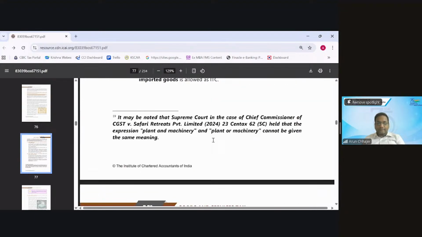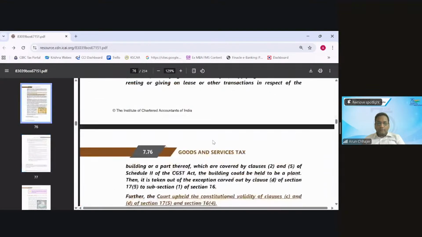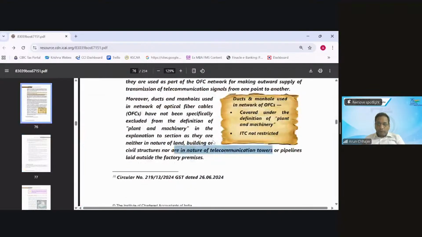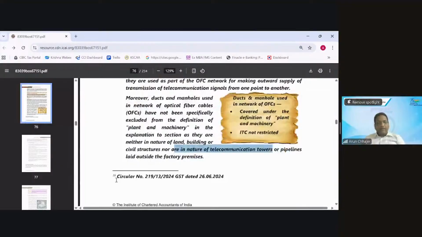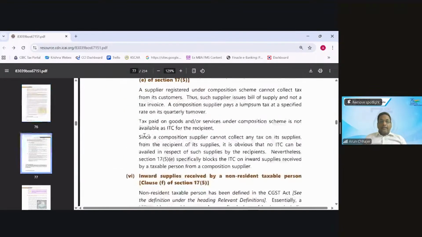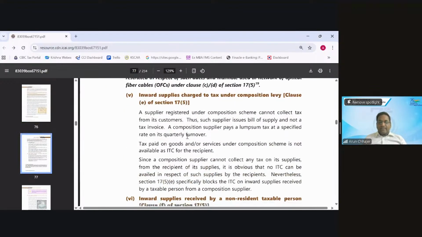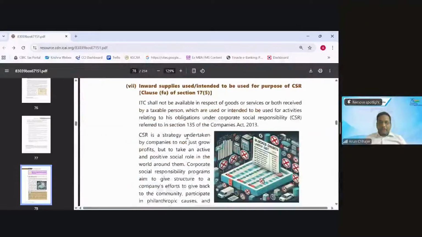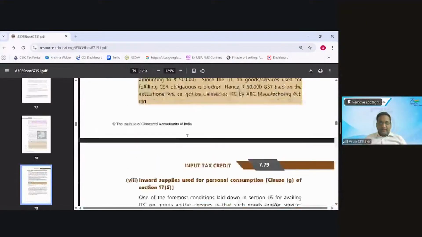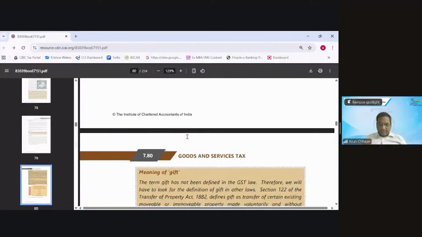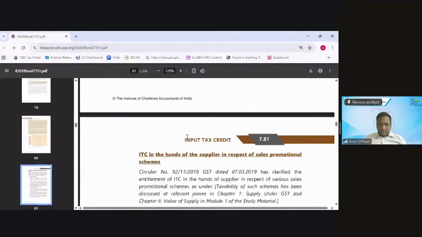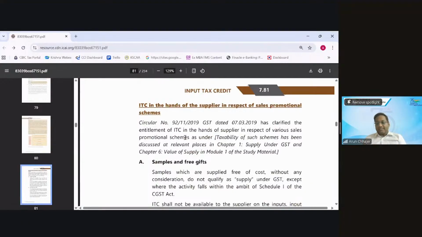Okay. This is circular 219. Again, you are not required to remember the circular number, I am just giving you the reference, that's it. Now we'll come to 17.5E, 17.5F, very small, 17.5FA, and inward supplies, personal consumption, free sample, gift, in which we will discuss the sale promotion.